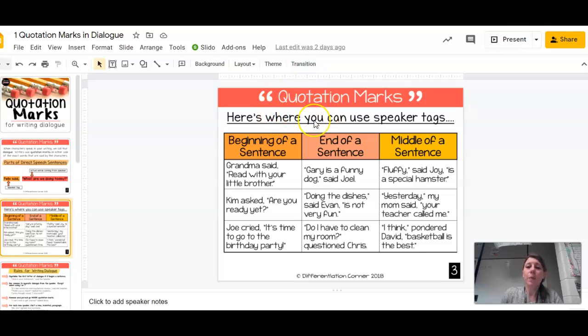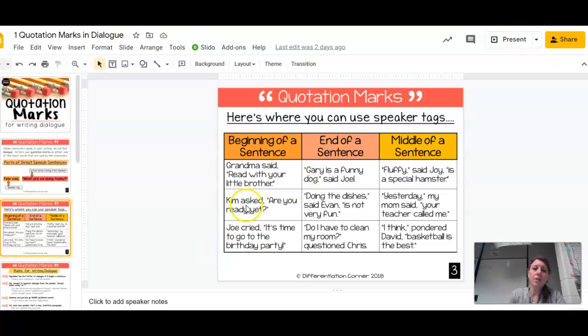So there's a few different ways that you can write dialogue. You can have the speaker at the beginning of a sentence. Grandma said, "Read with your little brother." Remember the punctuation goes inside the quotation marks. You could also have the speaker tag at the end of a sentence. "Gary is a funny dog," said Joel. These are the two most common types of dialogue that we're going to talk about. You can put it in the middle of a sentence. We're not going to go into detail with that right now. We're going to focus on the beginning and the end of a sentence this week.